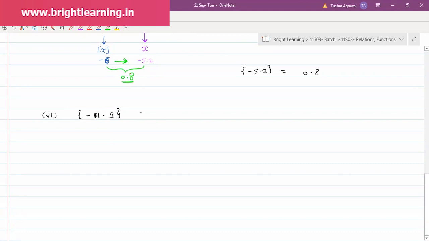Fractional part of minus 11.9 is equal to, quickly everyone. Yes, Makran, very good. Yeah, Pujita, correct.